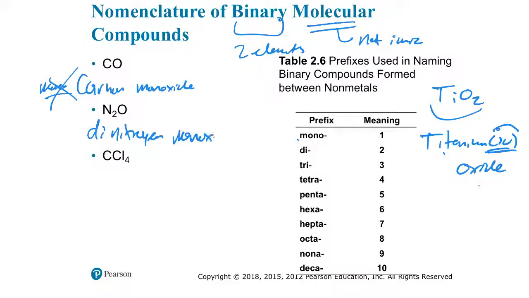So see that we're choosing the IDE ending for the anion, and then carbon tetrachloride. So we name the first element first, carbon, and then tetra for 4, chloride. So carbon tetrachloride is CCl4.